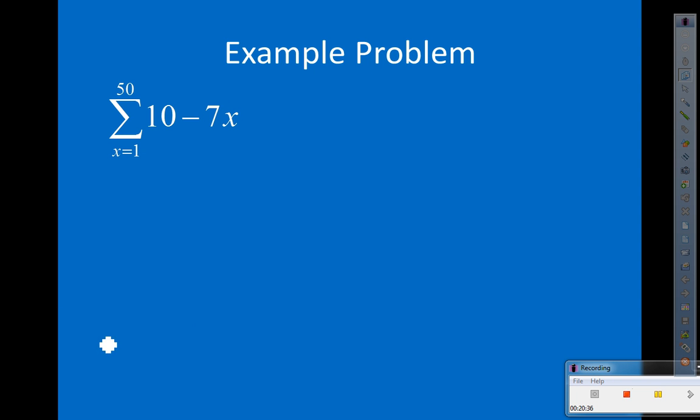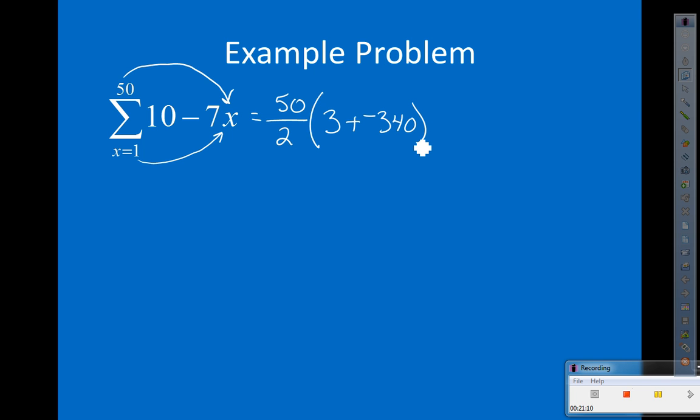Here's my next one. I'd like to sum up the first 50 terms of the sequence generated by 10 minus 7x. So it's going to look like this. I'm going to have 50 divided by 2 times, I need a sub 1. Be careful where you plug this in at. There's the x, so plug it in there. 10 minus 7 times 1 is 3. Plus. Now I need the 50th term, so plug in 50 right there. 10 minus 7 times 50 is negative 340. If you type this in your calculator correctly, you should get negative 8,425.